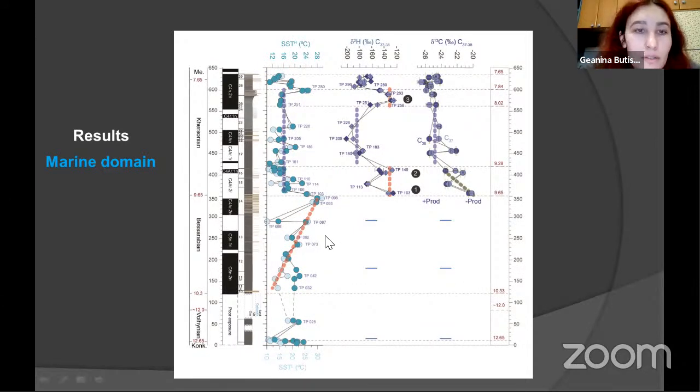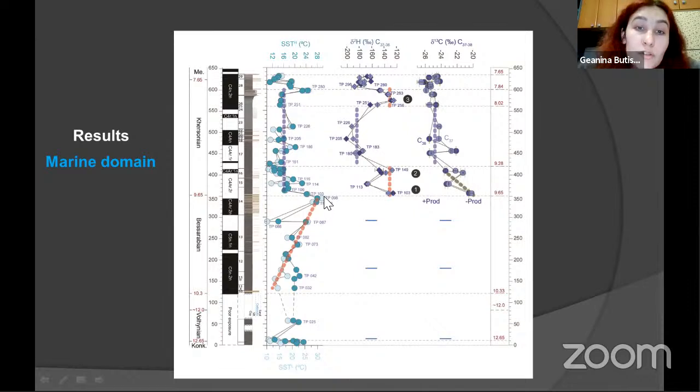So until around 9.8 million years, we see no big changes in the temperatures, but around 9.7 we have a drop in temperature followed by a really high peak. At this moment, we think that we actually have an influx of warm water in our basins that could signify a connection with another basin.